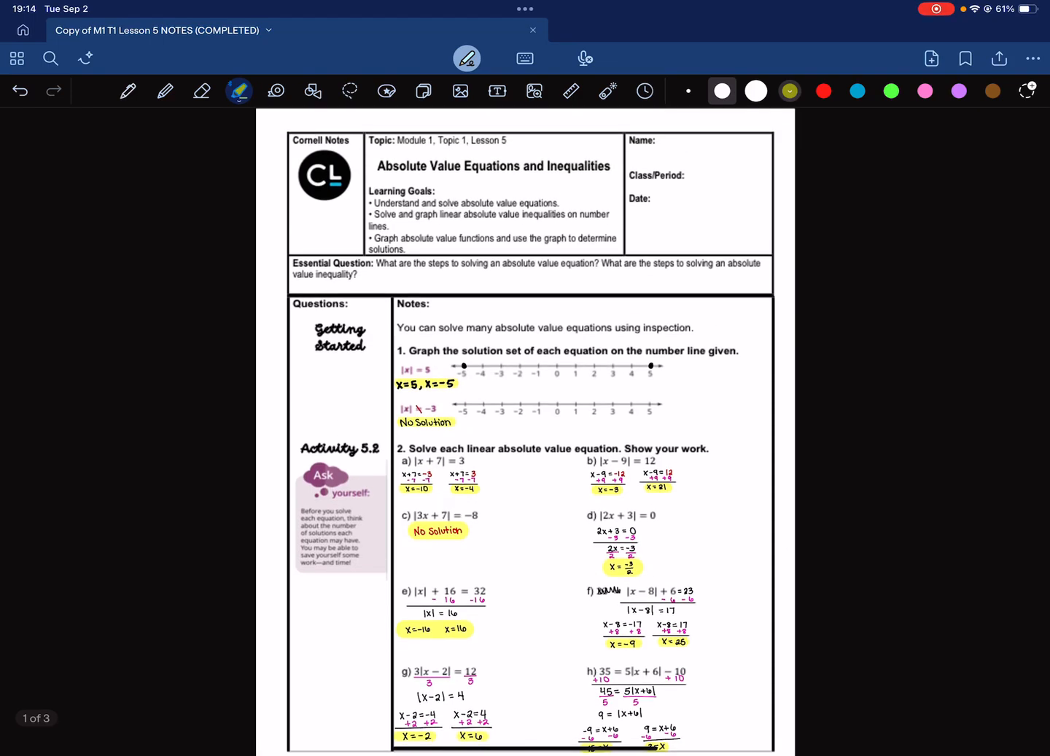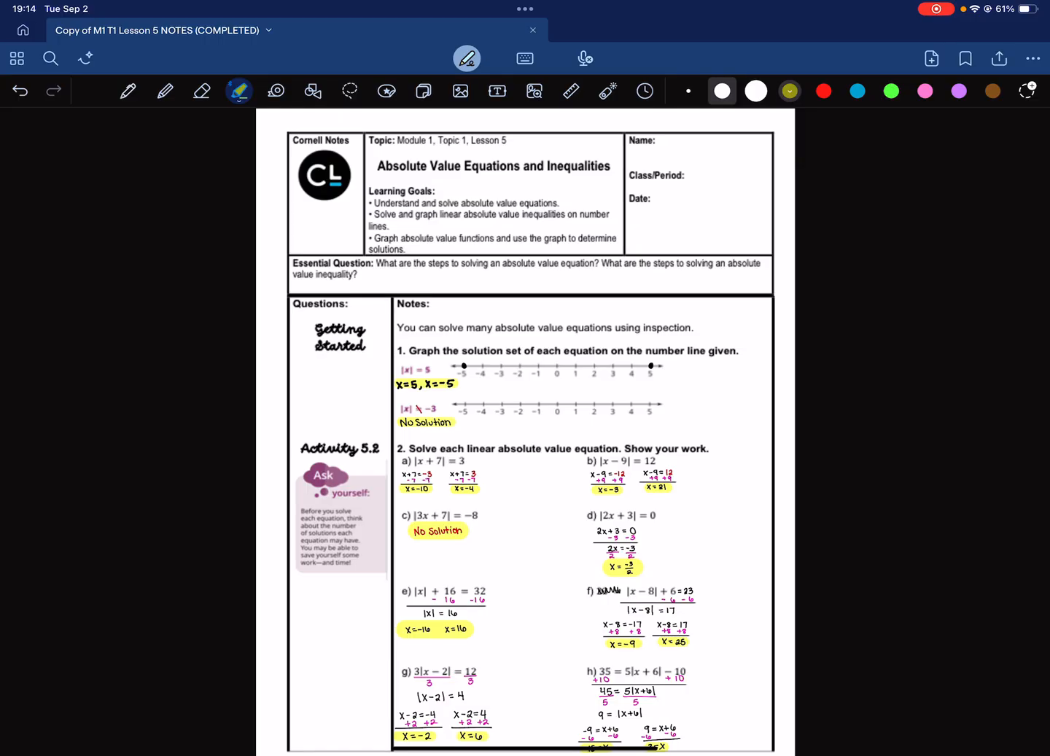In this video, we are going to cover part 2 of Module 1, Topic 1, Lesson 5. So this is over absolute value inequalities. By the end of part 1 and part 2, you should be able to answer these two essential questions. What are the steps to solving an absolute value equation? And what are the steps to solving an absolute value inequality?